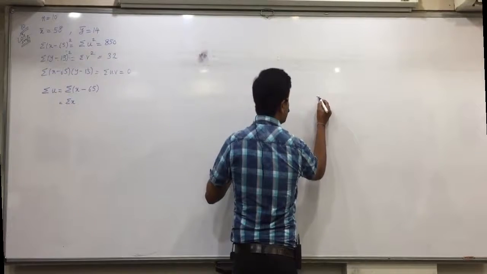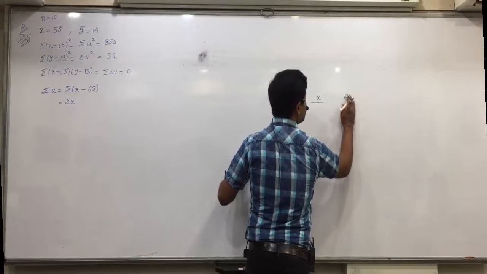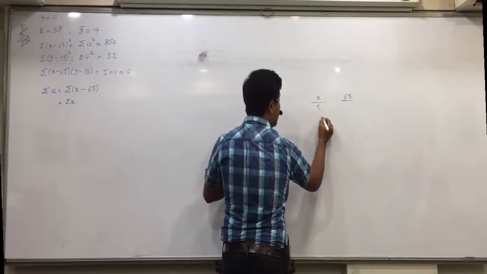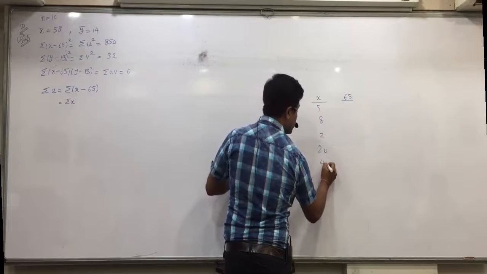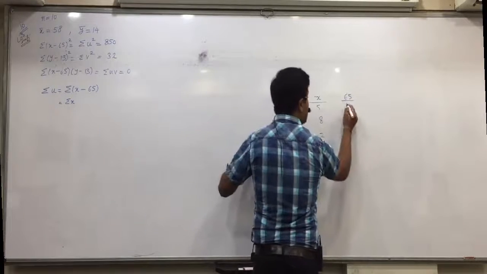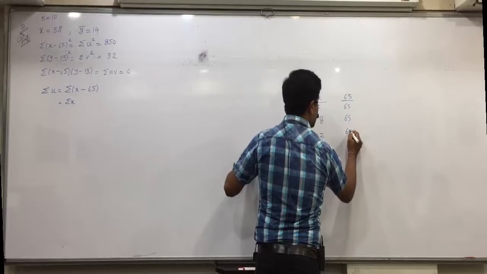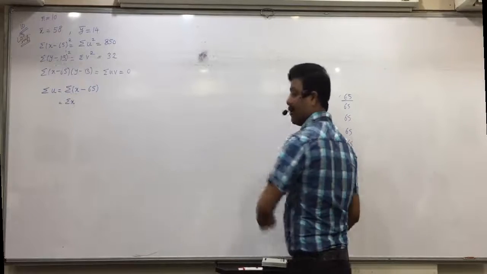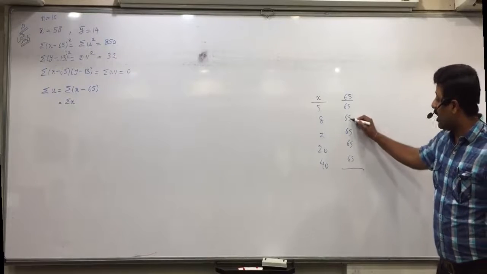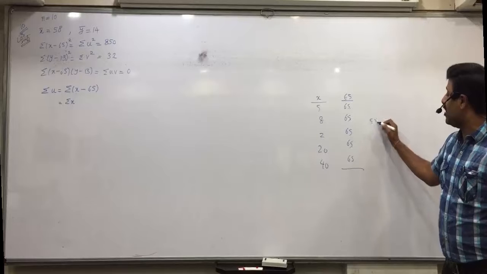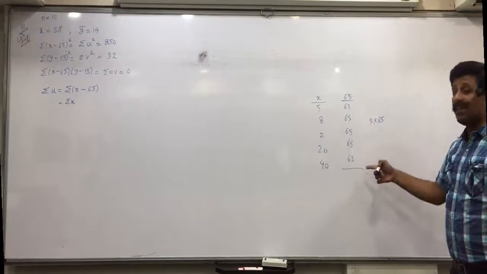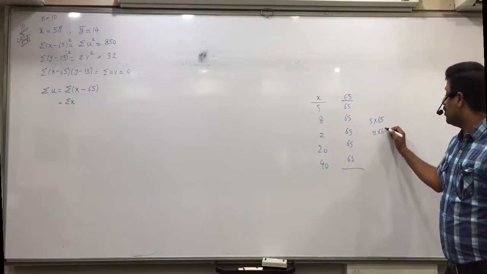Suppose I write it here, x and 65. Now x changes. So x values can be 5, 8, 2, 20, 40. X value will keep on changing. But this is a constant number, means all the values are going to be 65. 65 only. So if I need the total of this, can I say it is 1, 2, 3, 4, 5, 5 into 65? In short, what is the total of all the values of 65? N into 65.